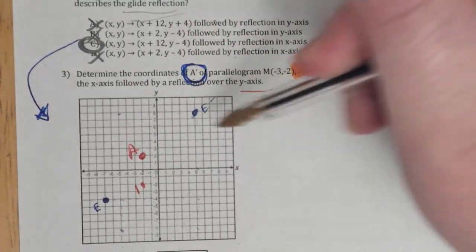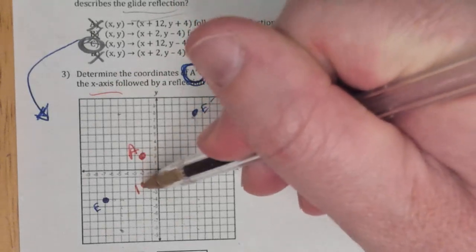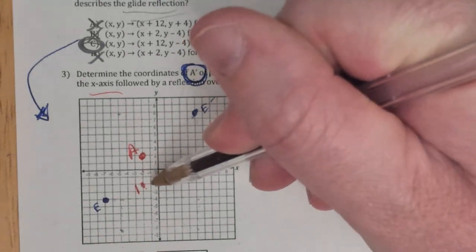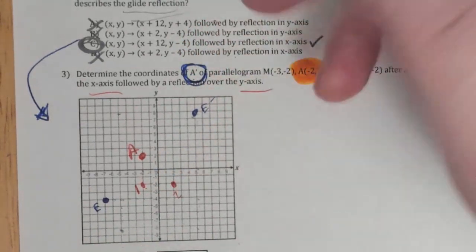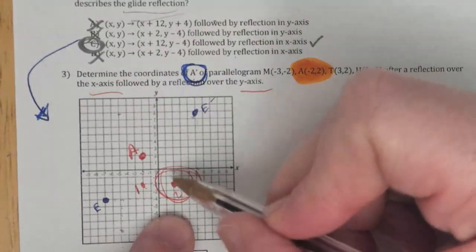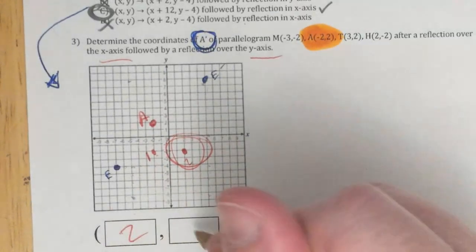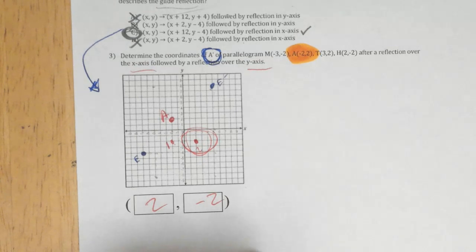Over the y-axis. So we did the x-axis, now we're going to do the y-axis. So we went over the x-axis, and now take this and reflect over the y-axis. 1, 2, 1, 2. And we landed right here. So that was my second action. So this right here, this is my answer. So what's that coordinate? Positive 2, negative 2. And that's it for that one. Cool. Awesome. Let's keep going.